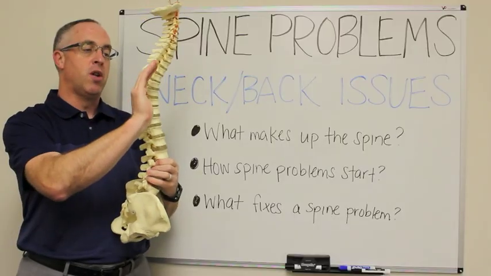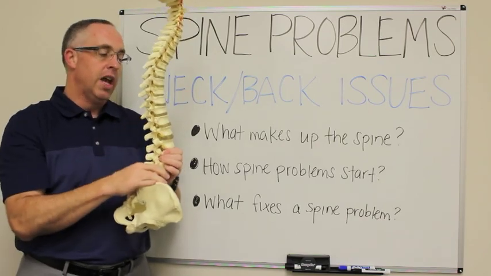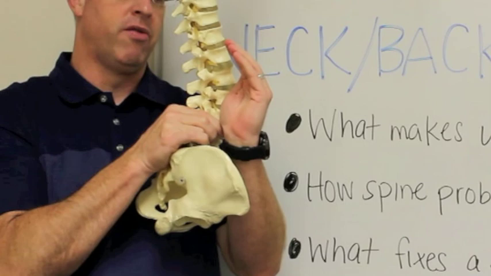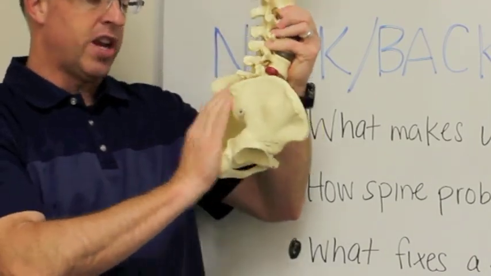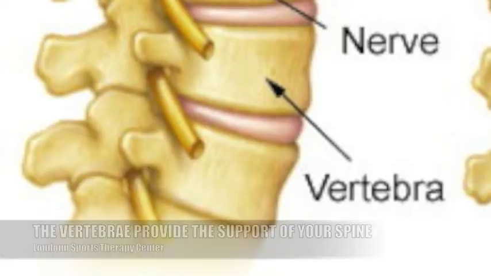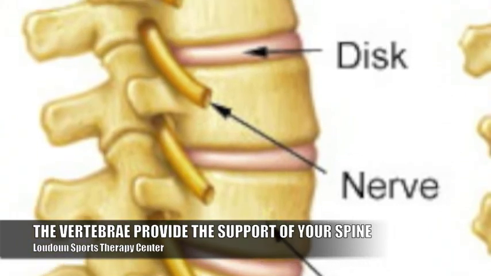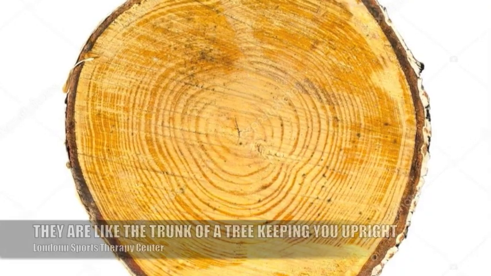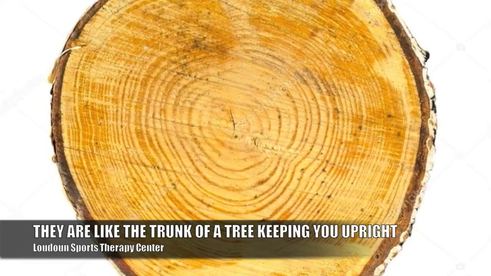In your mid-back, you have another C curve. The open portion of the C faces forwards. In your low back, you have another C curve. The open portion of the C faces backwards. And then in your tailbone or your sacrum, again, you have a C curve. The open portion faces forwards. Now the importance of those vertebrae is that they provide the support of your spine. They're the column, they're the trunk of the tree, if you will, that holds everything together and keeps you upright.